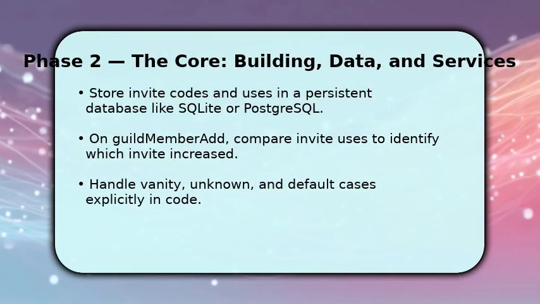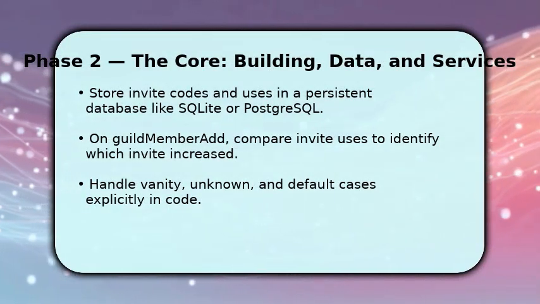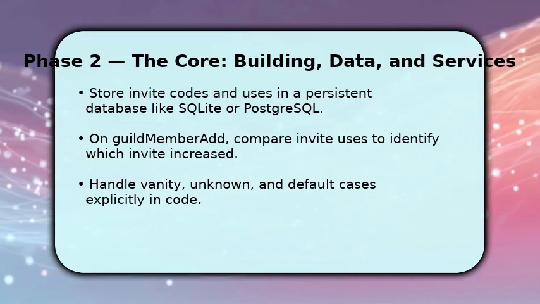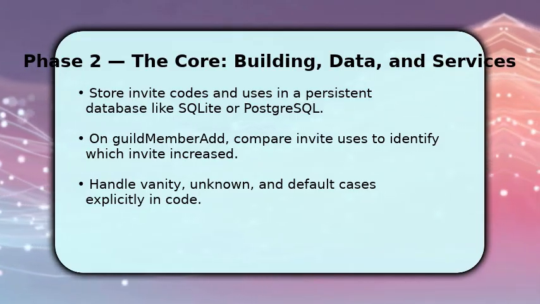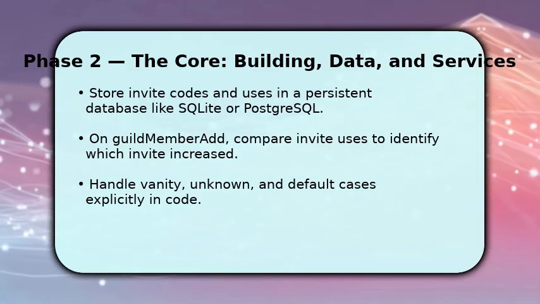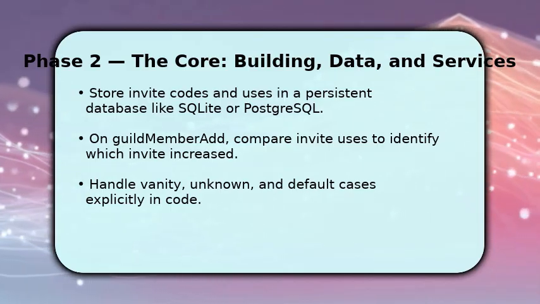Now you implement the core. Record invites and their uses, then on member join compare the previous snapshot to current invite counts to find the changed code. Use a persistent store such as SQLite or PostgreSQL so counts survive restarts.